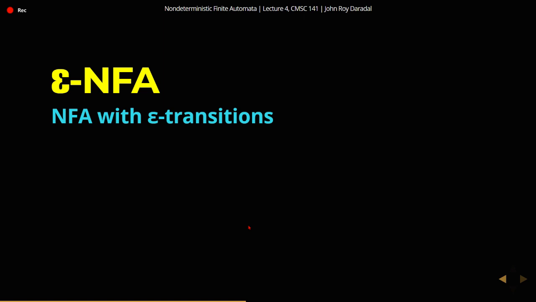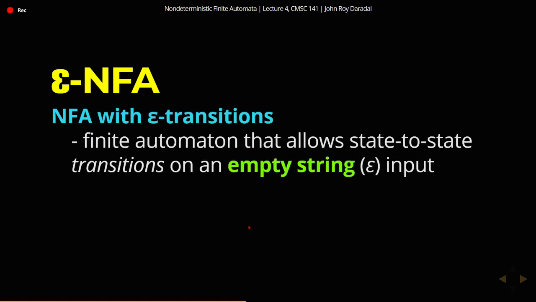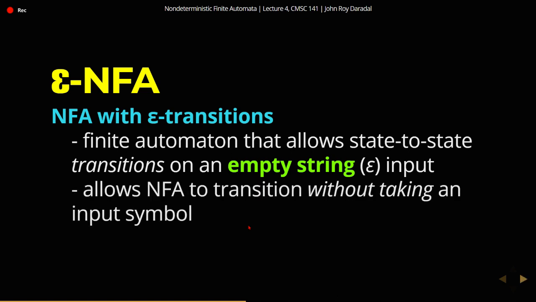Okay, so that's NFA. Let's now go through an extension of NFA, and this is NFA with epsilon transitions, or epsilon NFA. So what are NFA with epsilon transitions? It's a finite automaton that allows state-to-state transitions on an empty string input. So you allow transitions on epsilon, meaning you don't take any input symbol. You allow the NFA to transition without taking an input symbol, as I mentioned.